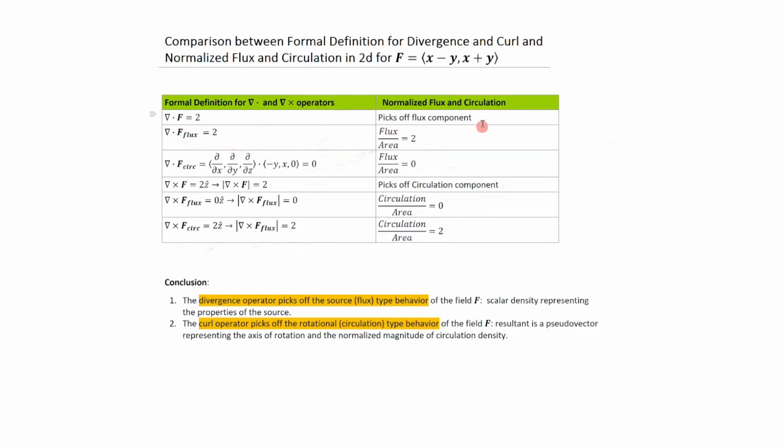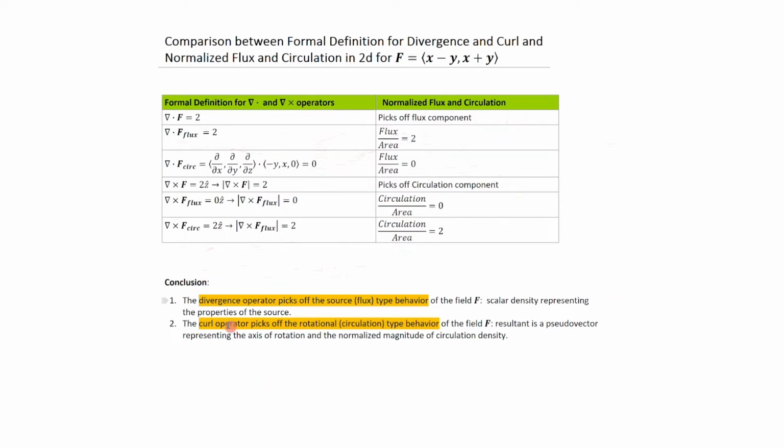And so the only question is, what is the divergence doing? It's more or less picking off the flux component, and that may give you some sort of idea of the strength of the source that's producing the flux in the first place. What does the curl do? It picks off the circulation component. So effectively it tells you what is the axis of rotation and what's the magnitude of that circulation. Right? So that's what it's doing.